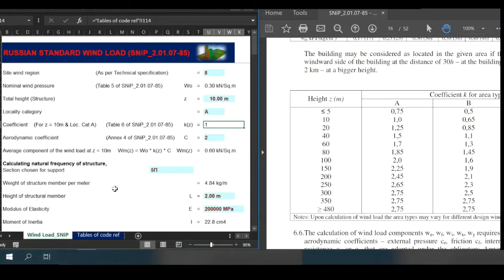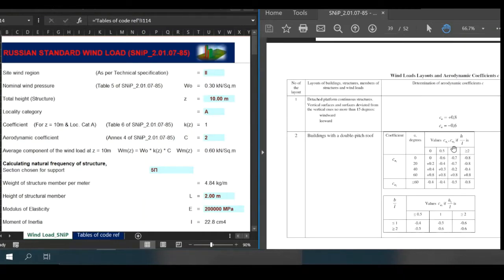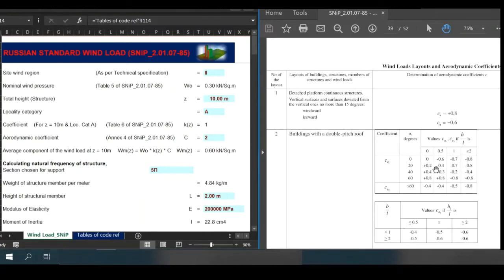Now this aerodynamic coefficient we need to find out. This is as per annexure 4 of SNIP 2.01.07-85. For that, page number 39 is to be referred. This is the page. I am considering a rectangular shape of building, so the wind exposure surface is rigid rectangular. I am considering it as 2.